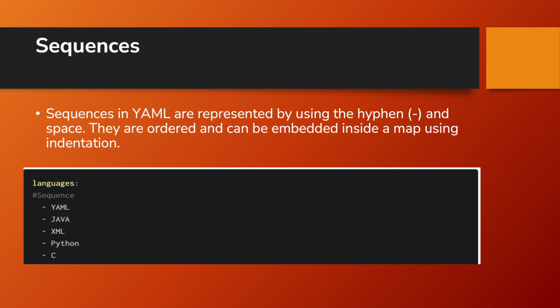How exactly does it happen? See, languages, and there are multiple languages. So you have YML, Java, XML, Python, C, C++. So all the sequence you are representing with a hyphen. So languages, inside the languages, you have multiple languages. So you are putting it right aligned with hyphen, which is representing the sequence of elements which is associated to the languages.